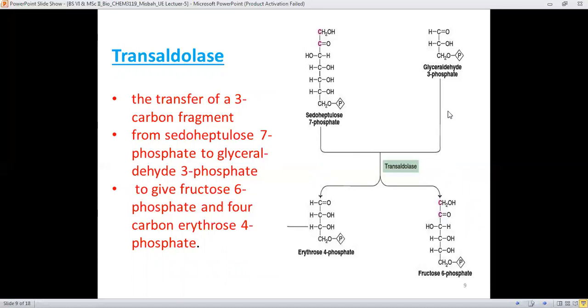6-phosphate and glyceraldehyde 3-phosphate. Now sedoheptulose 7-phosphate changes into erythrose 4-phosphate and fructose 6-phosphate, and there is transfer of three carbon units from pseudoheptulose to glyceraldehyde 3-phosphate. Then glyceraldehyde 3-phosphate plus three more carbon units gives the fructose 6-phosphate.